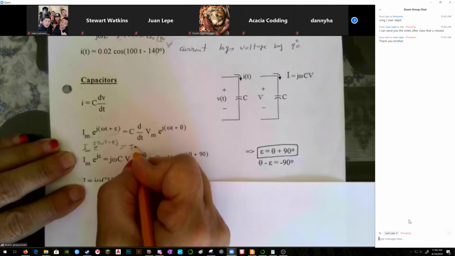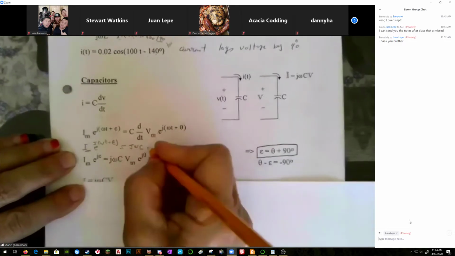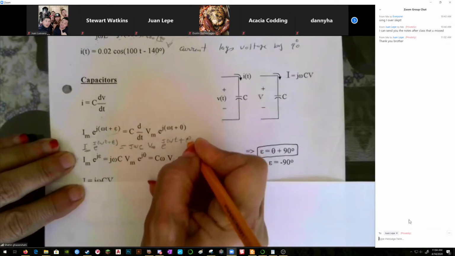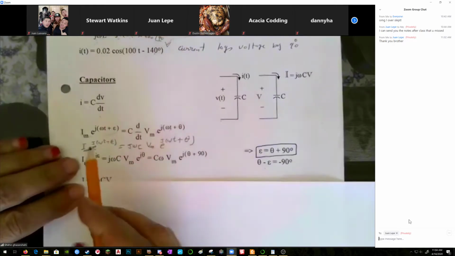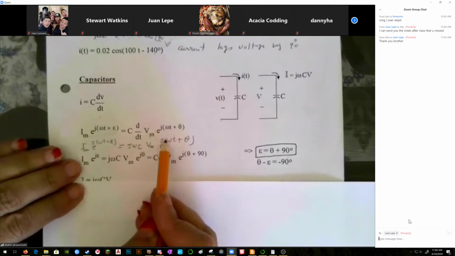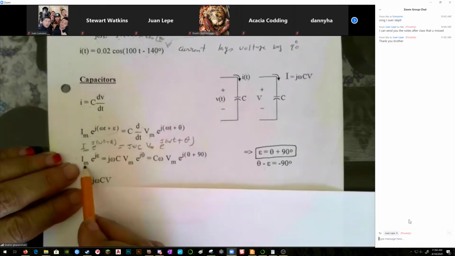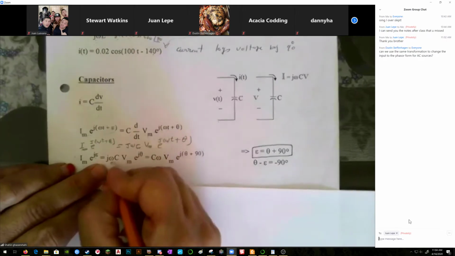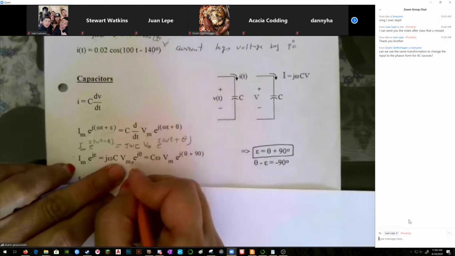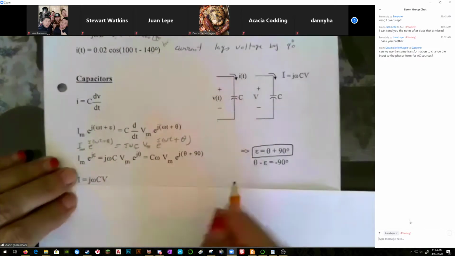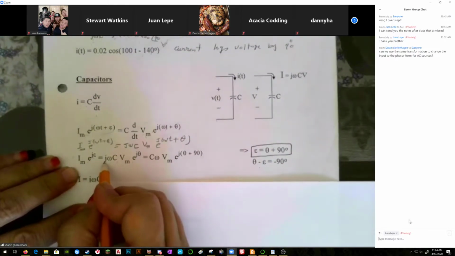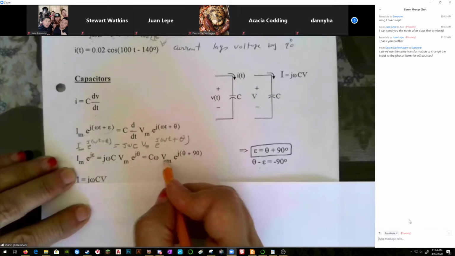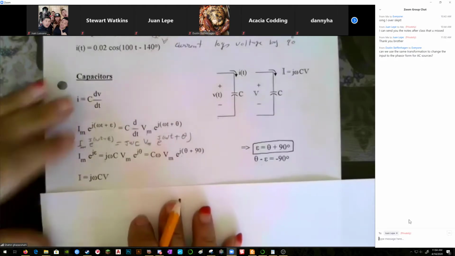Is j omega C Vm exponential of j(omega t plus theta), correct? Okay, you cancel exponential of j omega t. Here is Im exponential of j phi. Here you have j omega C Vm exponential of j theta, correct? Instead of j, I put what? 90 degrees. So you can write it, or you go faster like this.